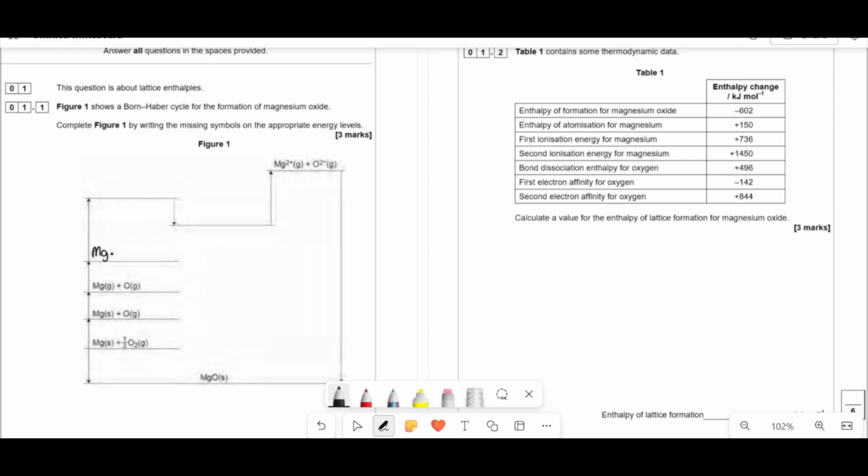So what must be the next line is that magnesium gas has become Mg+ gas plus O gas plus e-, as in the first ionization energy. And then Mg2+ gas plus O gas plus 2e-, which is your second ionization energy, right? And then we've got Mg2+ gas plus O- gas plus e-. That's your first electron affinity, then the second electron affinity, and then you've got all this stuff there.